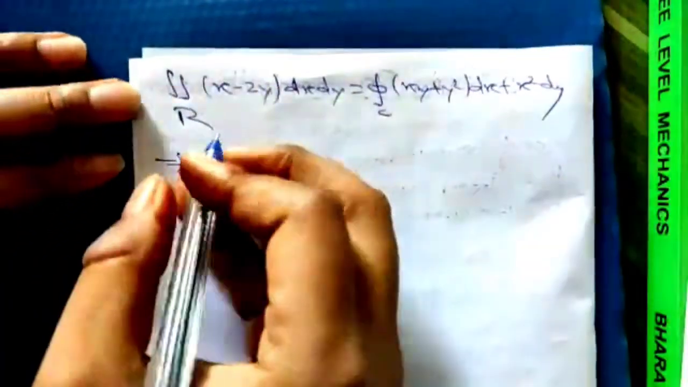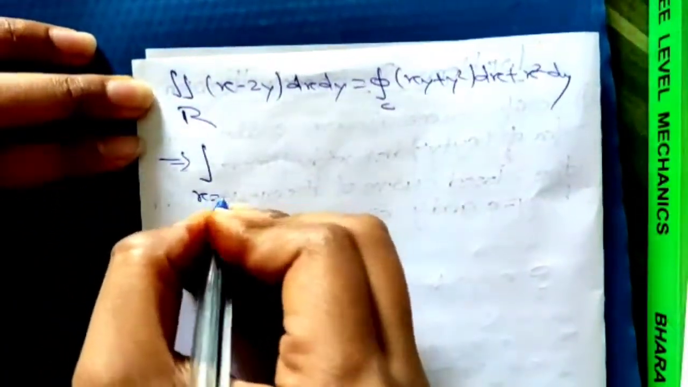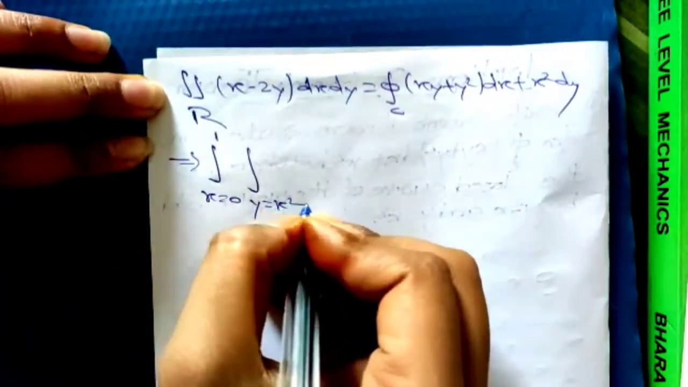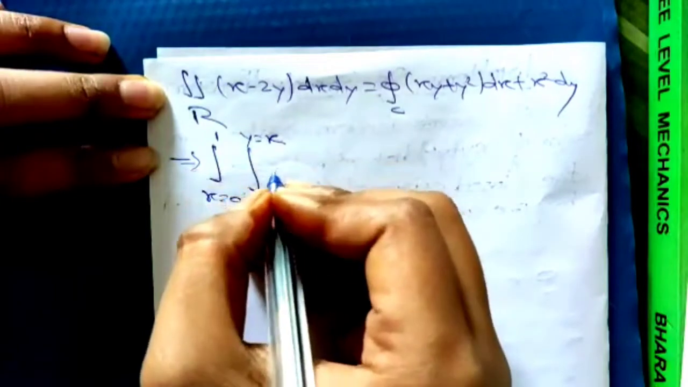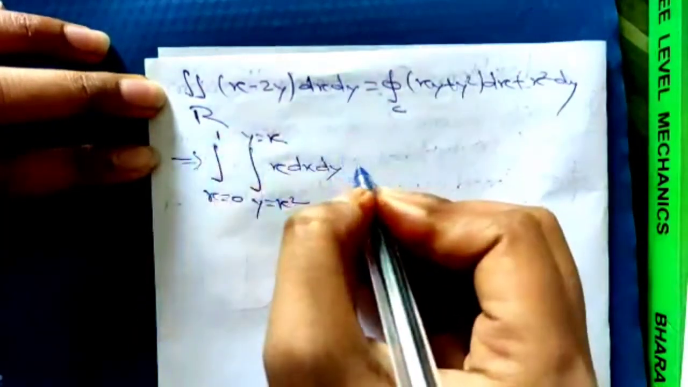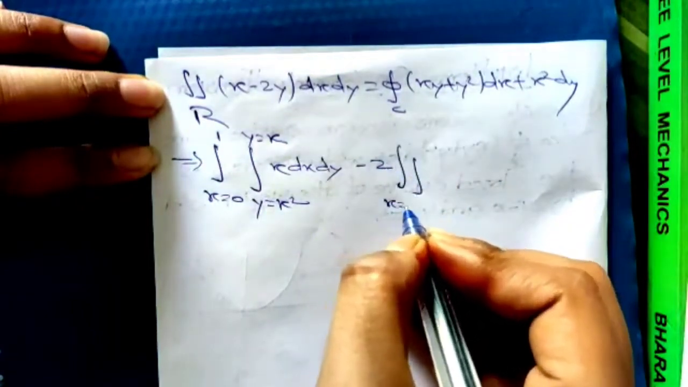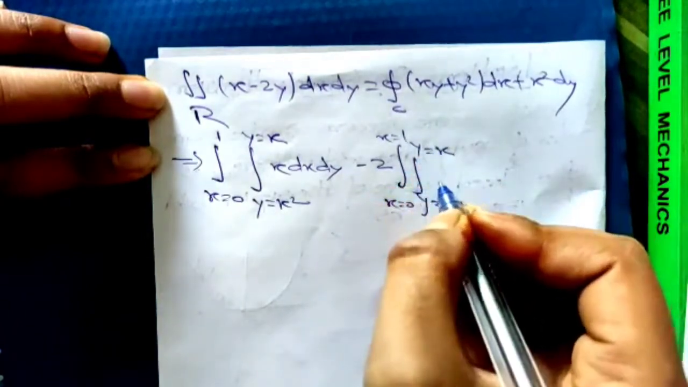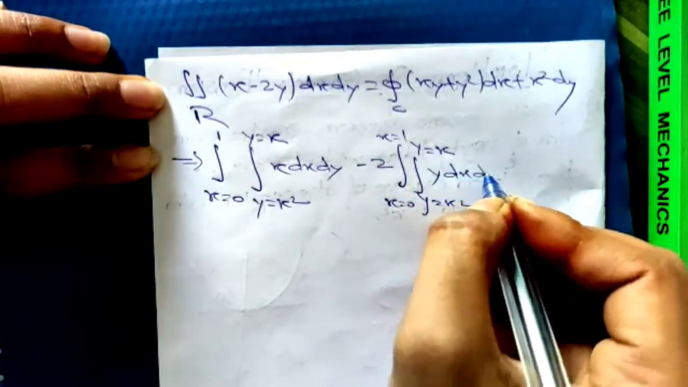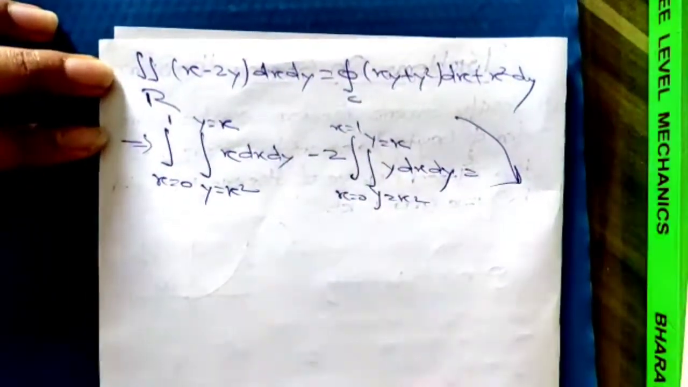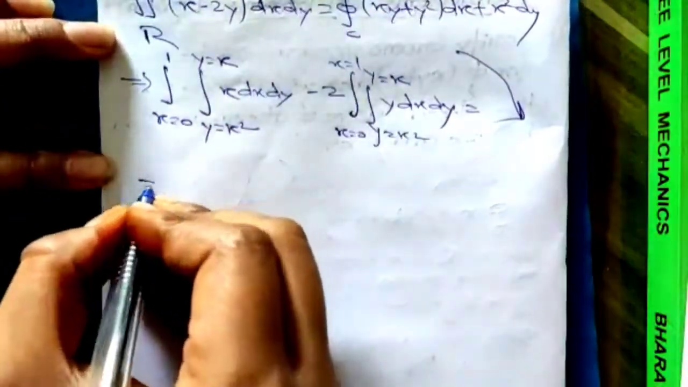Now x runs from 0 to 1 and y runs from x square, the parabola, to x, the line. Write it separately: double integral of x dx dy, minus 2 times the double integral, x from 0 to 1, y from x square to x, of y dx dy, and this line integral is the same.